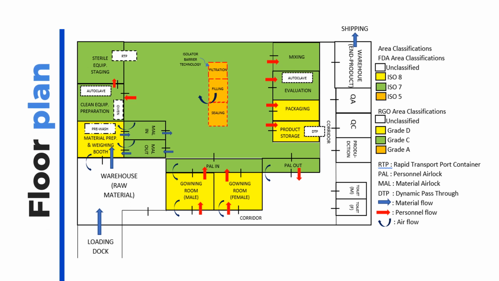Flow of material is shown by the blue arrow, starting from loading dock through the MAL or material airlock in and out. Flow of personnel is shown by the red arrow, starting from gowning room through the PAL or personnel airlock in and out. Both of them are separated to minimize contamination. A curved blue arrow shows the air movement. In sterile production, we can use the principle of air moving from high pressure to low pressure to minimize the risk of contamination by designing the differential pressure between each grade and unclassified room.